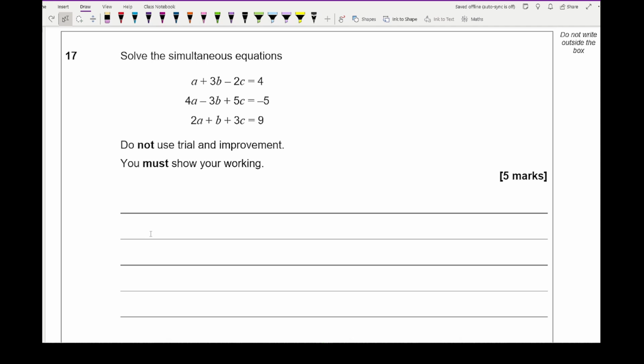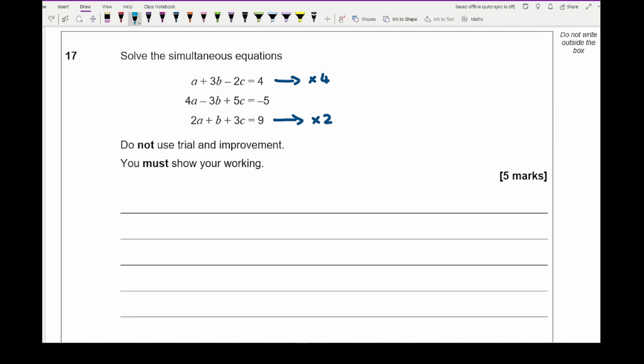Now you may choose to do b's the same or c's the same. I'm going to go making a's the same because I like to keep things nice and positive. However, if you've done a different route, you should end up with the same answer as what I'm going to get. So as long as you're getting the correct a, b and c values and you showed some algebra to get there, you'd get 4 marks for it. So for this, I'm going to multiply this equation by 4, and I'm going to multiply this equation by 2, so that we end up with positive 4a on both the equations.